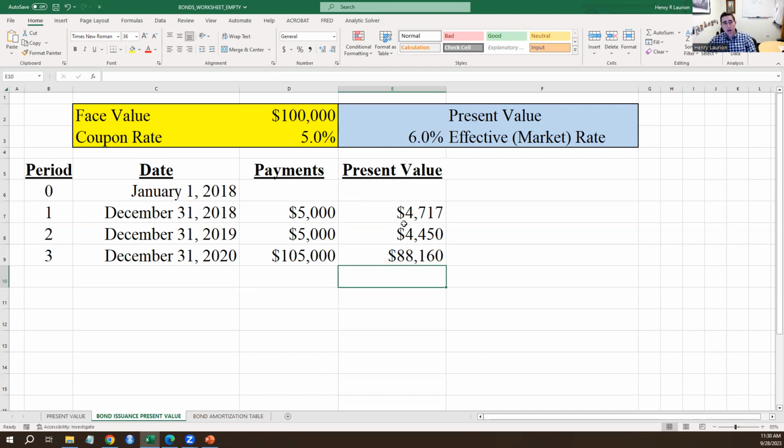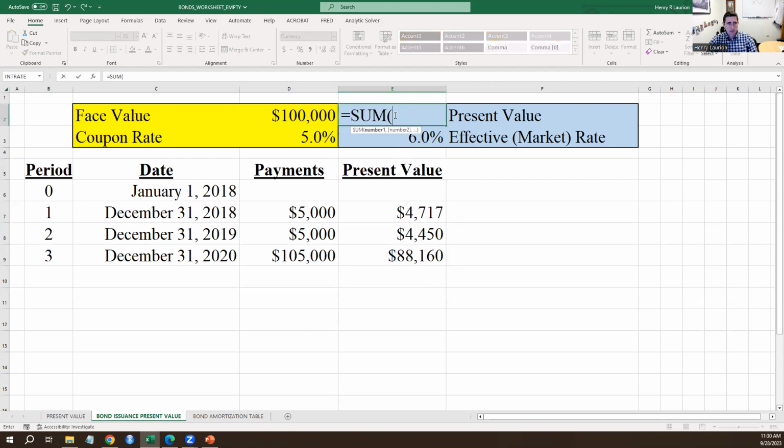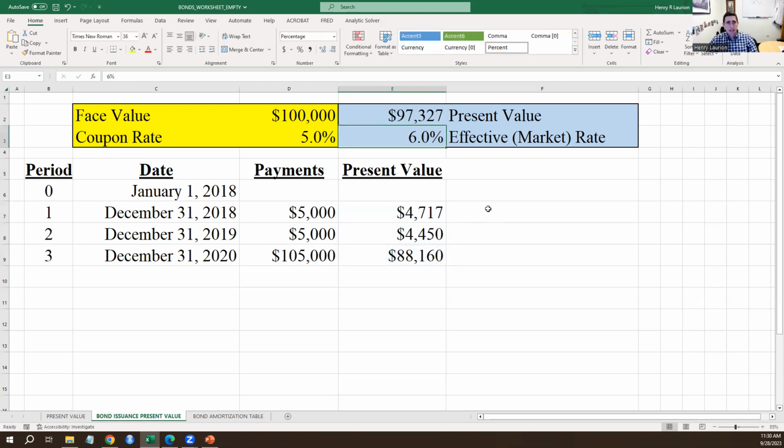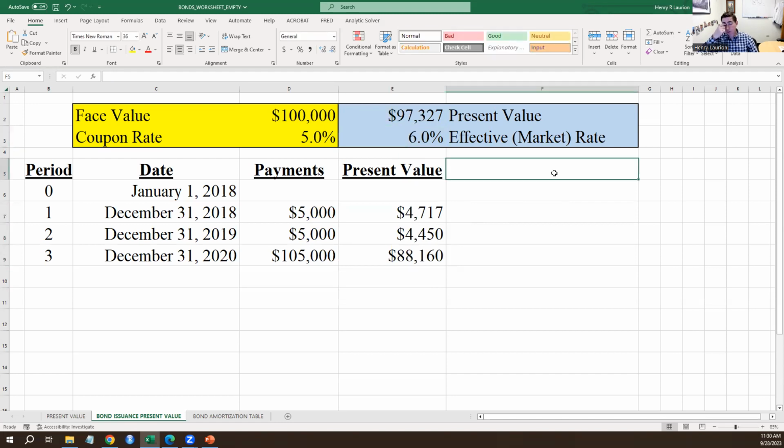And now it's simple. So I have 3 future payments. What are they worth to me today? Well, these are the present values. So I'll just add them up. So I'll take the sum of these 3 numbers and I get 97,327. Okay.